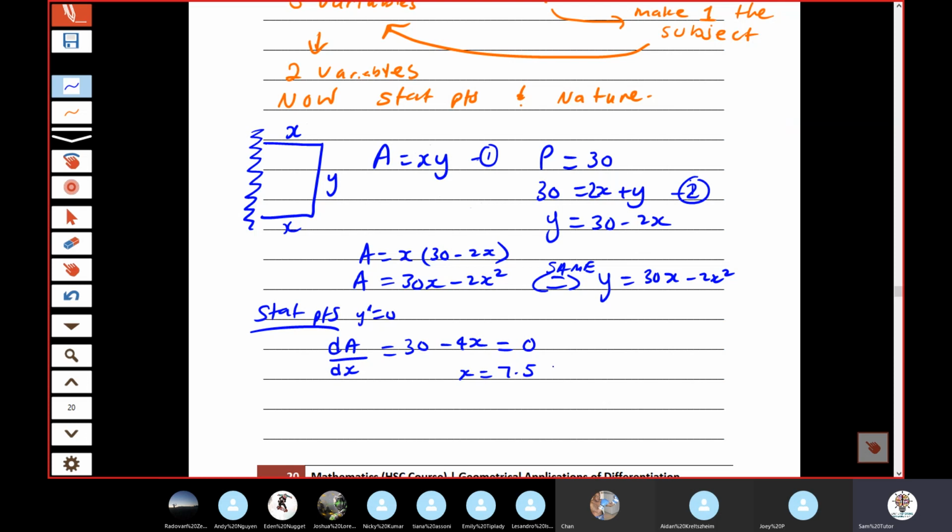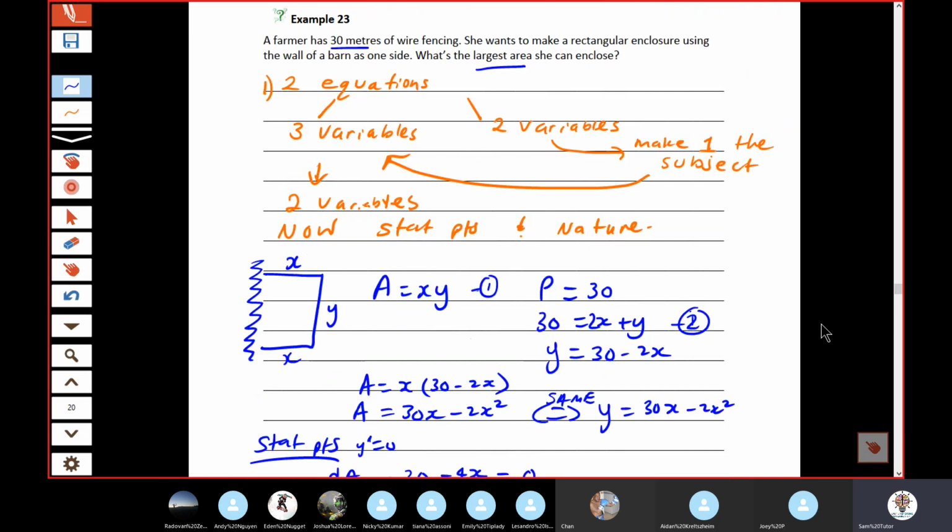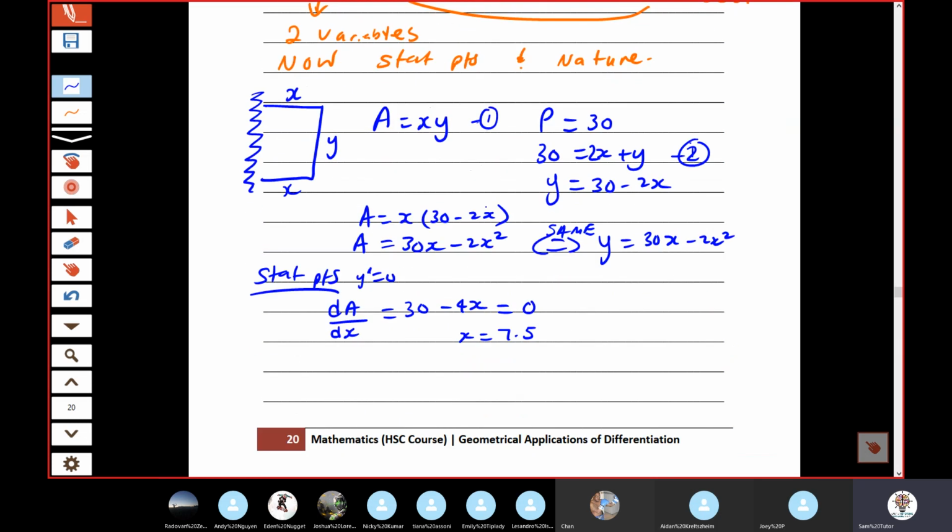Now that you found that, that's great. The question actually said largest, and then it said area. We haven't found area yet, but it said largest. How do we know if that's even the largest? You just went and did y dash. So you've got to prove its nature. You've got to make sure it's a maximum and not a minimum. Because if it's a minimum, there's a problem.